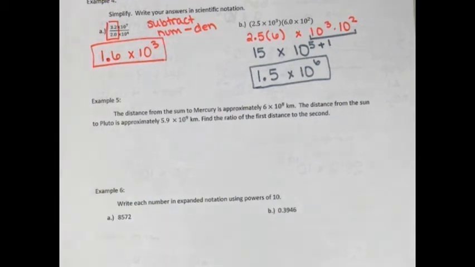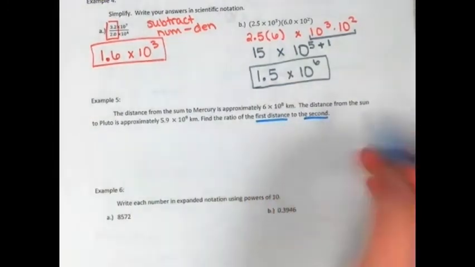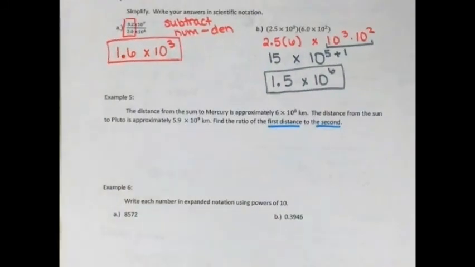Pretty easy. All right. Looking at this one, okay, we have the distance from the sun to Mercury is approximately 6 times 10 to the 8th power kilometers. The distance from the sun to Pluto is approximately 5.9 times 10 to the 9th. Find the ratio of the first distance to the second. What's a ratio?